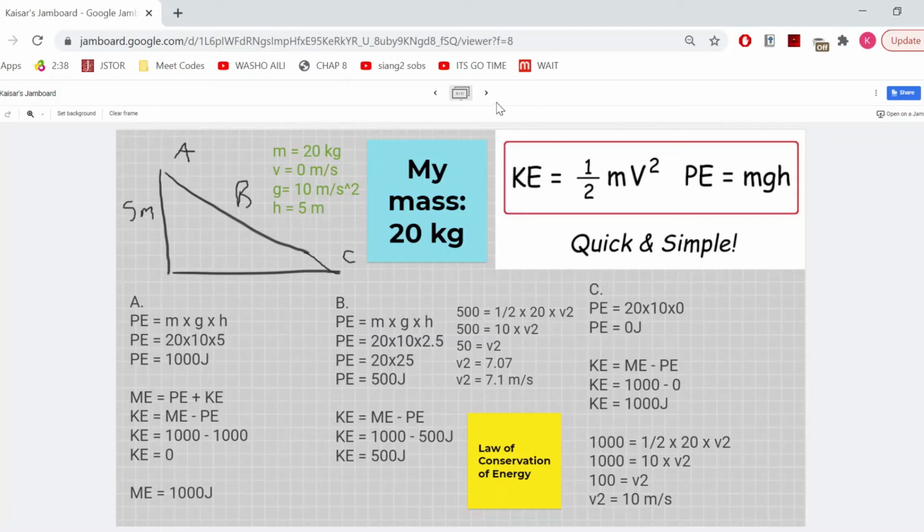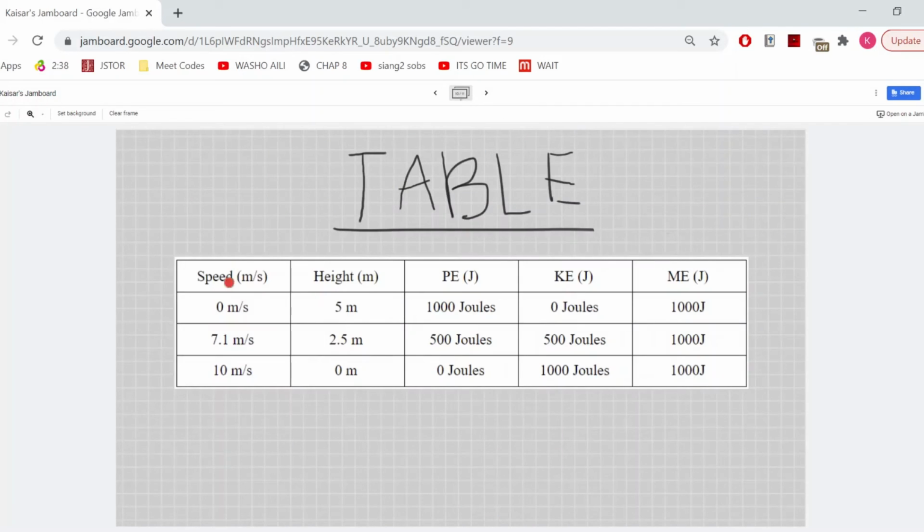Then we have the table over here, where I just display my data in a more effective manner. So you can see here the speed, 0 meters a second, the height, 5 meters at the highest point of the slide, and then the potential energy, because I'm not moving, 1,000 joules, kinetic energy 0 joules because I'm not moving, and mechanical energy remains constant during all this. That leads us to our conclusion.